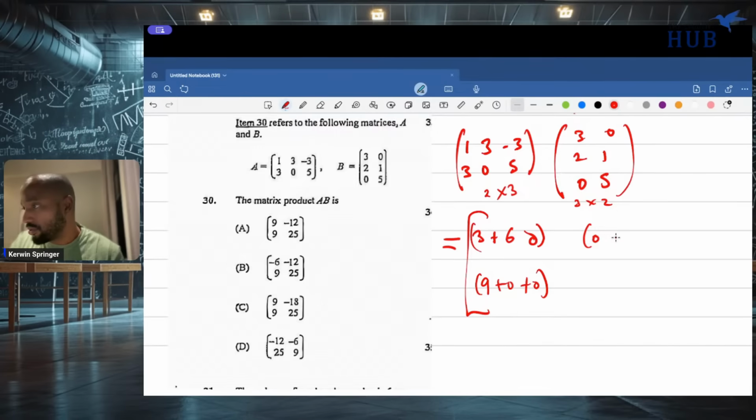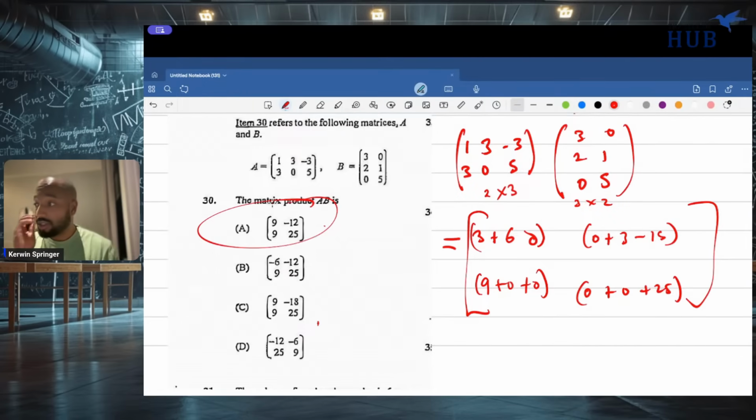0 plus 3 minus 15. 0 and 0. And 5 by 5, 25. So we're looking at 25, 9, and 9, -12. All right, so this is 9, this is -12, this is 9 again, and this is 25. So this is a matrix multiplication, and this one might pop in tomorrow.